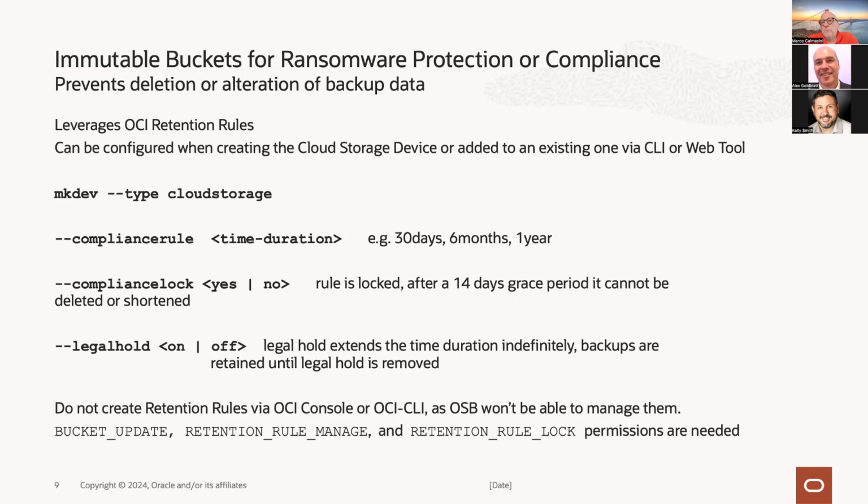So in theory, you could go on your OCI console, find the bucket you're using, and add compliance rules and configure the same thing that I described directly on the bucket. It would work, but OSB would not be able to manage those rules anymore. So we recommend to use directly the OSB, again, CLI or web tool to make these configurations. So if you want to change at a later time, you can also do it through OSB. Otherwise, it would become kind of transparent for OSB, and they would not be able to do it.